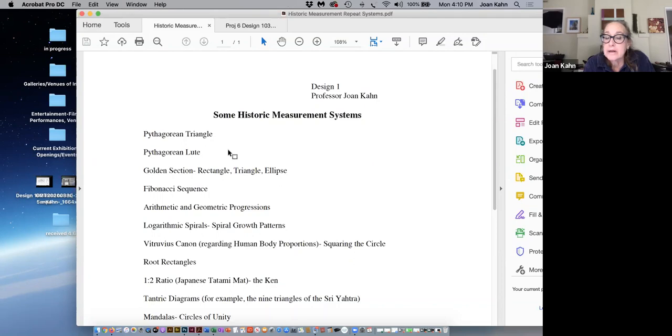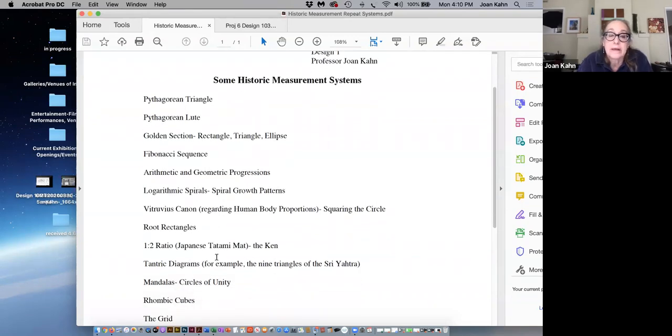Vitruvius's canon regarding human body proportions; squaring the circle, which fascinated Leonardo da Vinci and Albrecht Dürer, both artists who are pretty well known and were working in different parts of Europe during the Renaissance time period. Root rectangles, the 1-to-2 ratio, which governs how Japanese tatami mats were laid out and, in that way, also dictated a lot of measurements in their architecture. Tantric diagrams, the nine triangles of the Sri Yantra. That's an Indian system, East Indian, not American Indian.